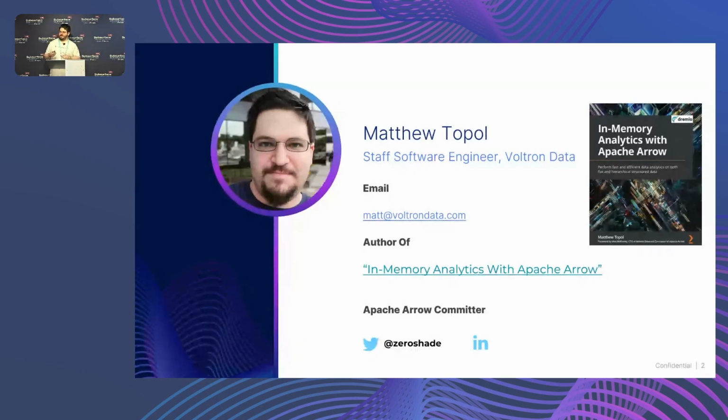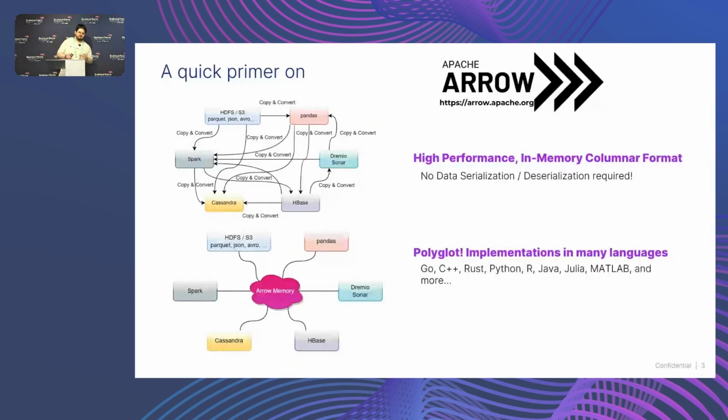But in order to understand what I'm talking about with Arrow database connectivity, we first need to give a quick primer on Apache Arrow itself. Arrow is a high-performance, in-memory, columnar format. That's a lot of buzzwords, but the point is that it is designed to be identical in memory as it is on the wire, no matter what programming language you're working in. The benefit is that you can pass this data between processes or within the same process without paying any serialization or deserialization cost. It becomes super quick to pass the data around.